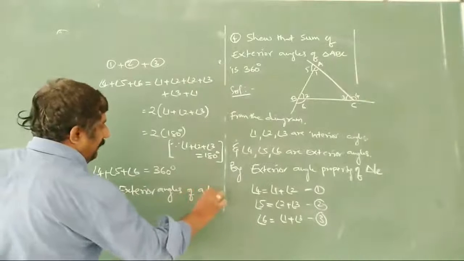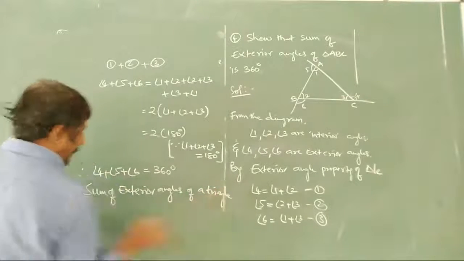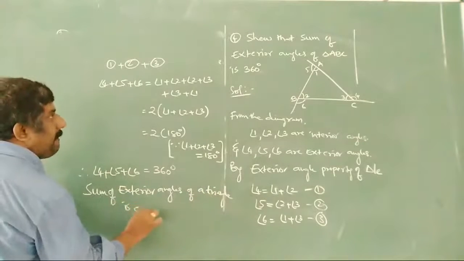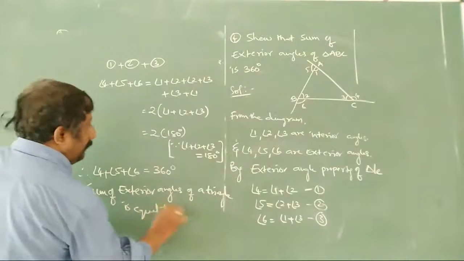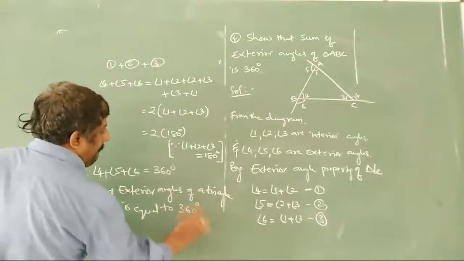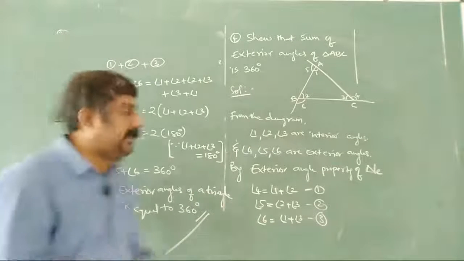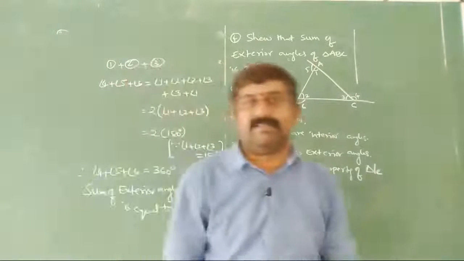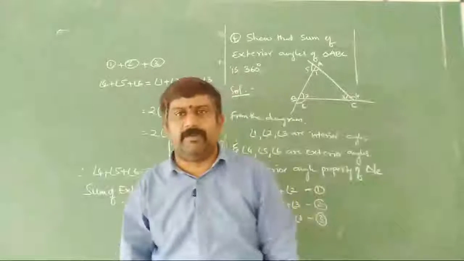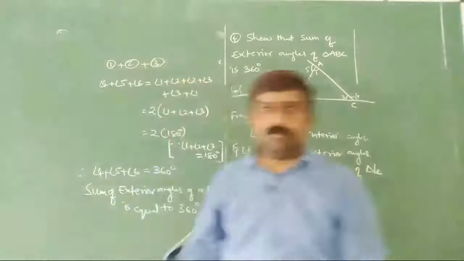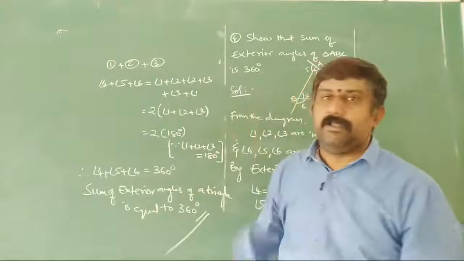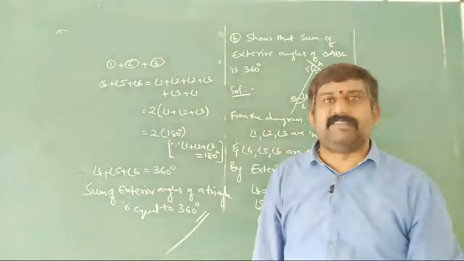So simply we can say here the sum of exterior angles of a triangle is equal to 360 degrees. Okay, so based on this exterior angle property we can solve so many problems like this, and this is the proof we have proved here. Nothing but the sum of exterior angles is going to be 360 degrees.